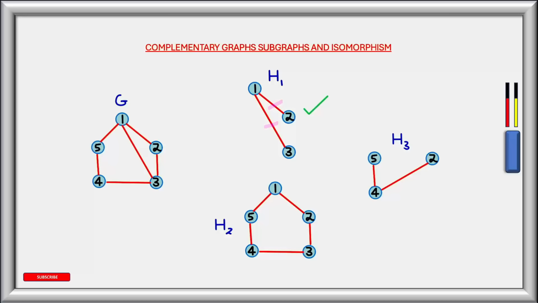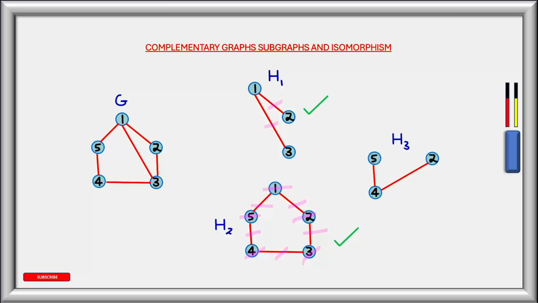For H2, we have vertices 1, 2, 3, 4, and 5, and these vertices all exist in graph G. And looking at the edges, we have an edge from 1 to 2, which exists in graph G, 2 to 3, which exists in graph G, 3 to 4, which exists in graph G, 4 to 5, which exists in graph G, and 1 to 5, which also exists in graph G. So graph H2 is a subgraph of G.